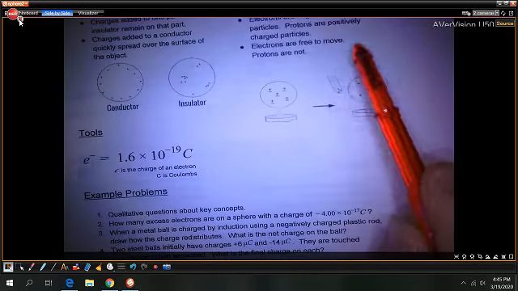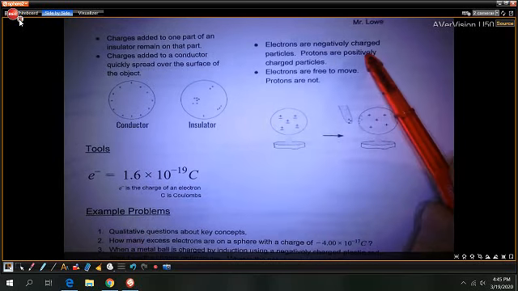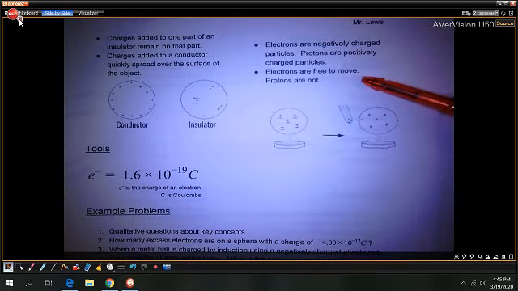Electrons are negatively charged particles. Protons are, my bad, positively charged particles. And this is very important. Electrons are free to move. Protons are not. Okay? And the protons are going to stay put. We could retitle this section pushing electrons around, because that's really what this is all about. We're just moving electrons around. The protons stay put.